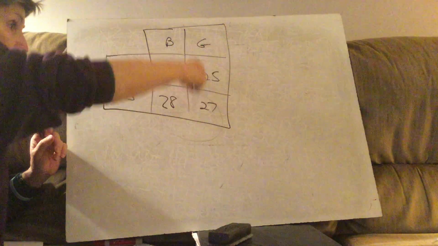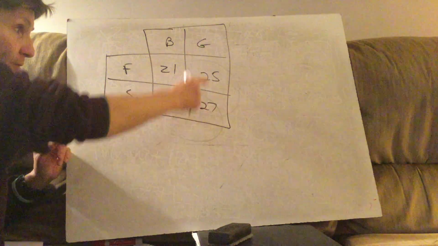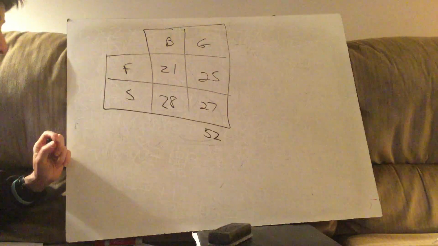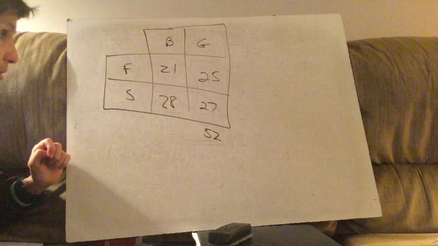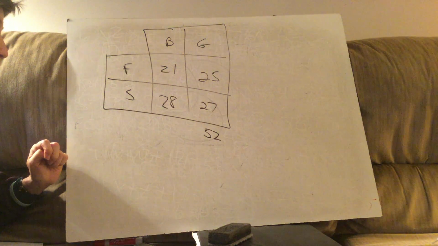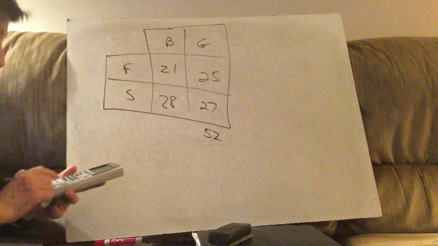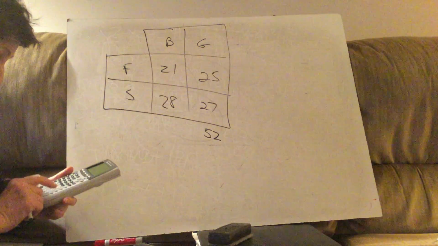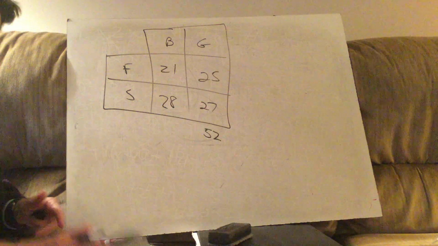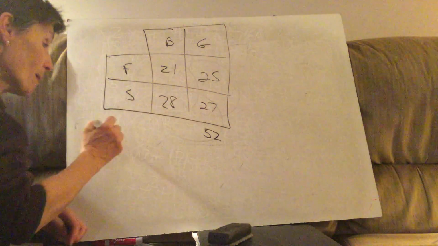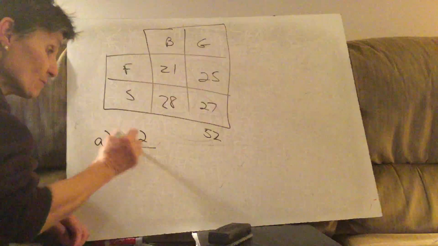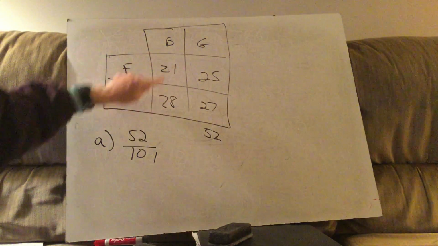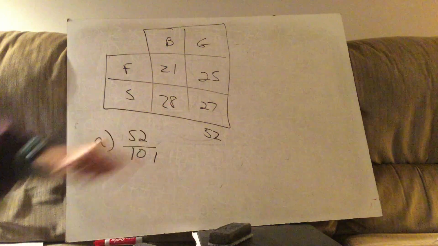Well, the girls are right here. So altogether, there are 52 girls. Well, how many kids are there altogether? Well, let's see. There's 21 and 25 and 28 and 27. There's 101 altogether, so the probability of getting a girl is 52 over 101. Because there's 101 kids in this box.